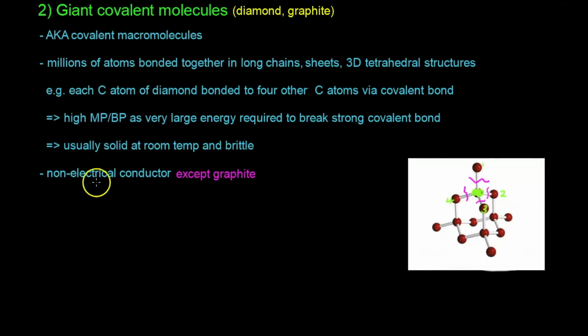They are also non-conductors of electricity. I'm talking about diamond. But the graphite's case is a bit special because of its special property, which we'll talk about later. So graphite is an electrical conductor, whereas diamond is not. We'll move on to the next video, which will talk about diamond and graphite in detail.